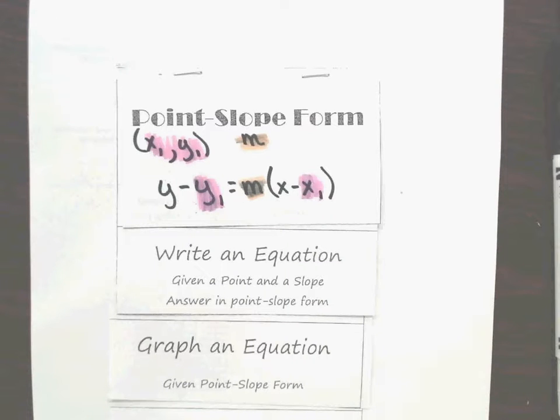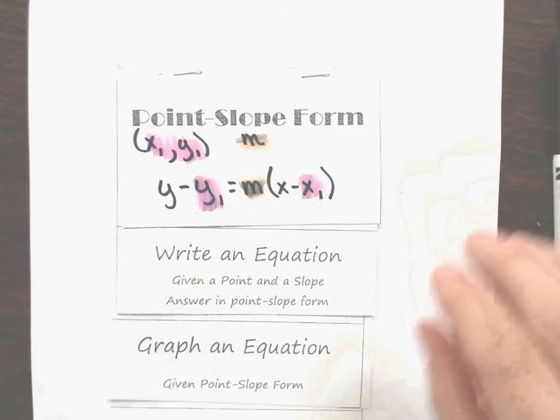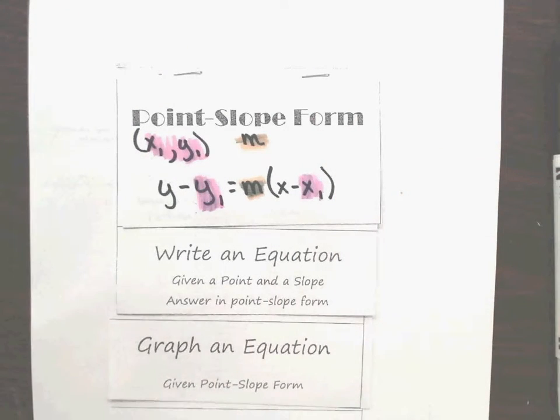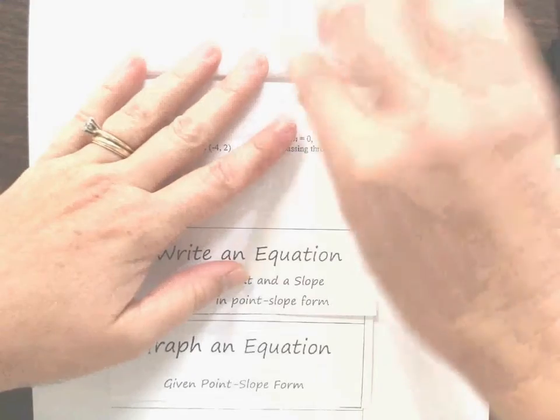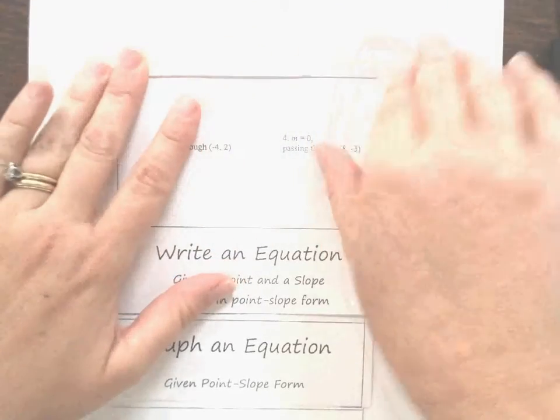So I got a question. How do we get the y1 and the x1? They will be given to you. No, I mean, how do we get the y and the x? This y and this x, those will be your variables. In order to graph a line, you have to have an x variable and a y variable.